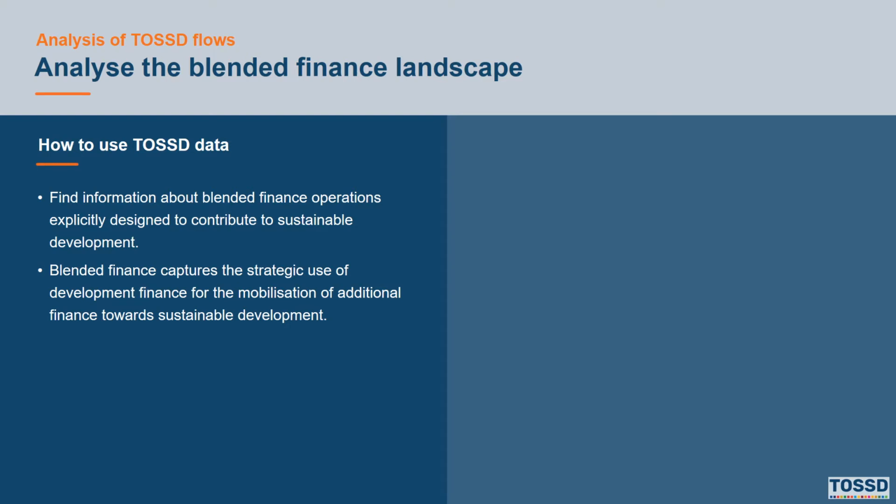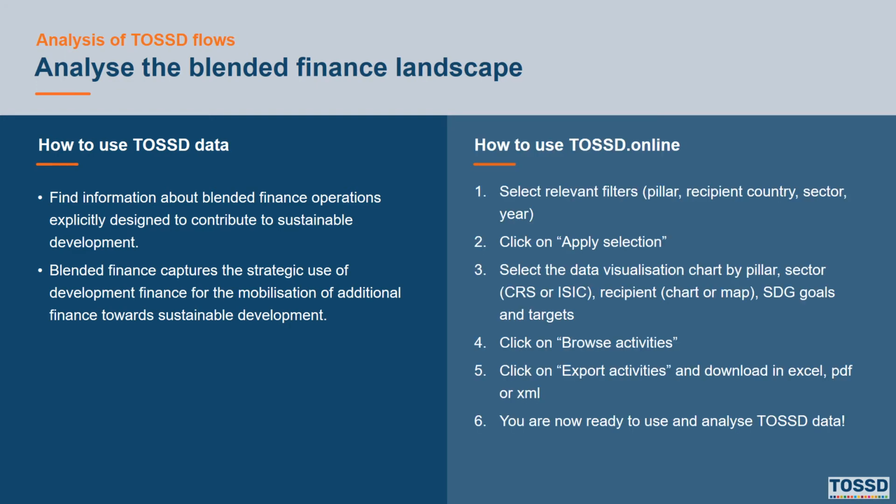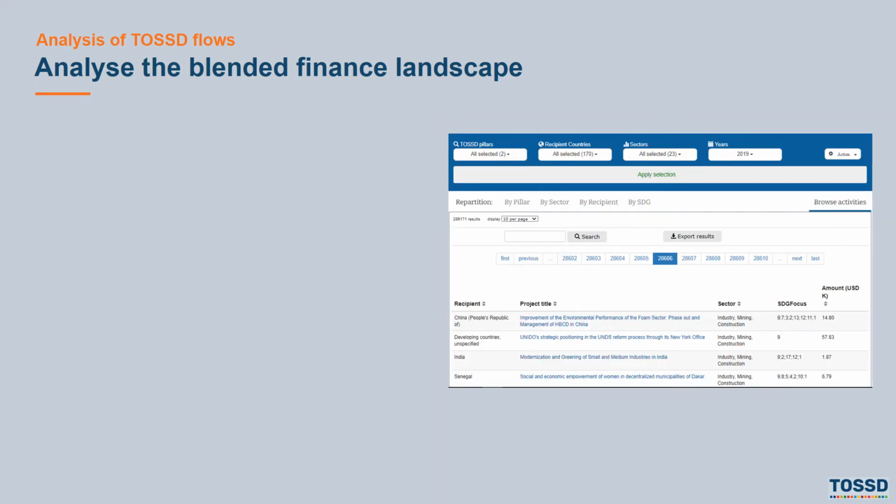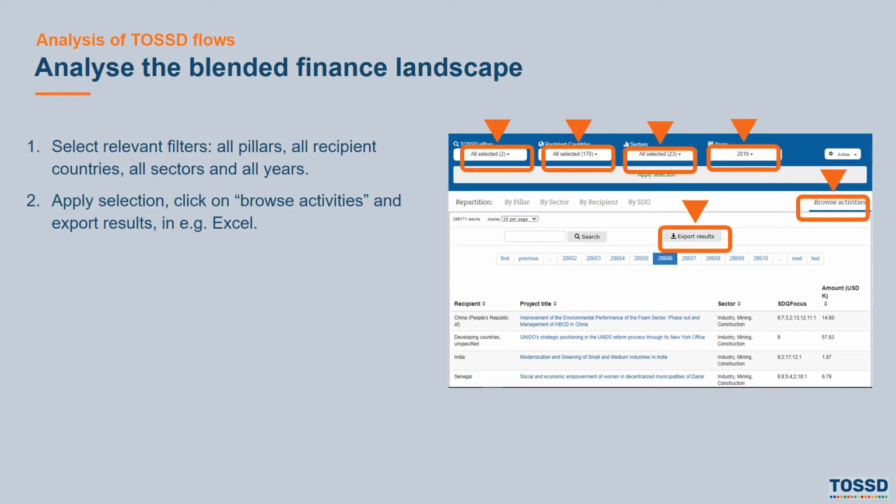In TOSD, is it possible to find information about blended finance operations explicitly designed to contribute to sustainable development? Blended finance captures the strategic use of development finance for the mobilization of additional finance towards sustainable development. To analyze the blended finance landscape, it is first necessary to select the relevant filters that include the pillars, the recipient countries, and the years that are of our interest. Then we need to browse activities and export results to analyze them in Excel.